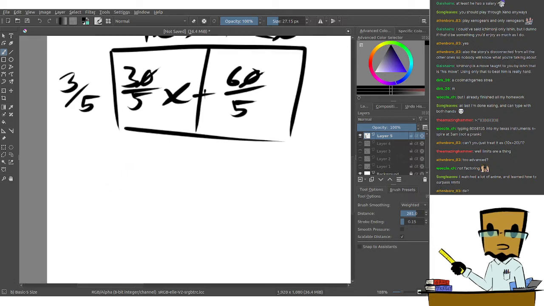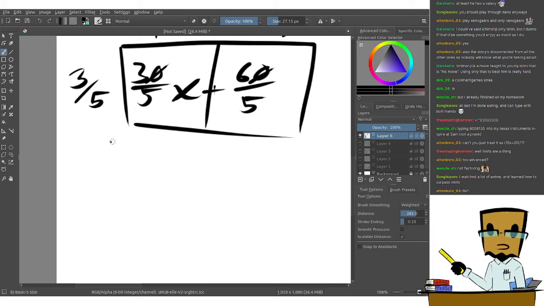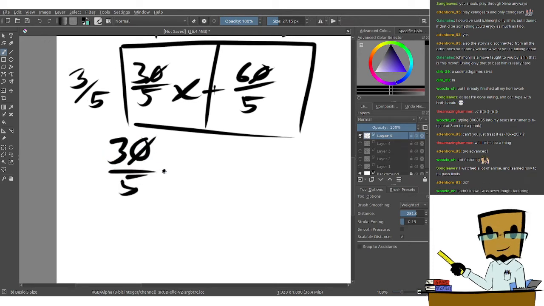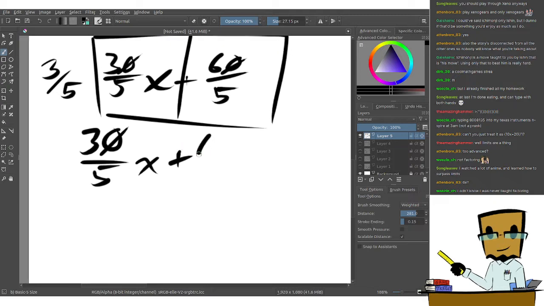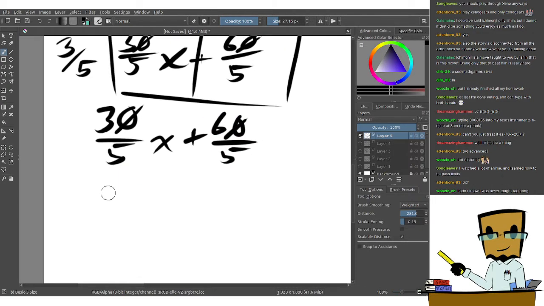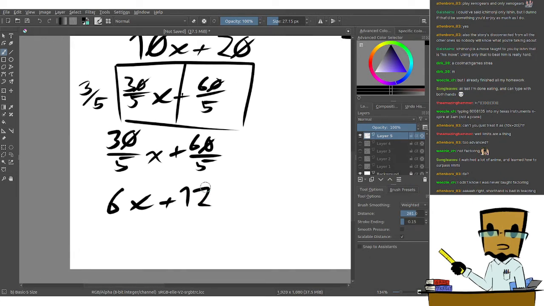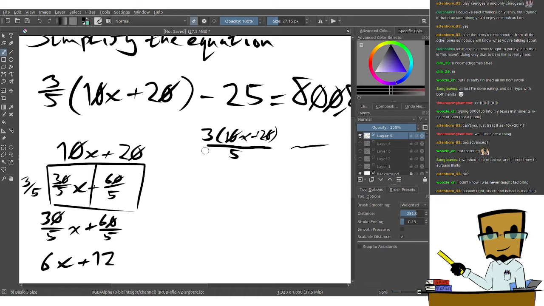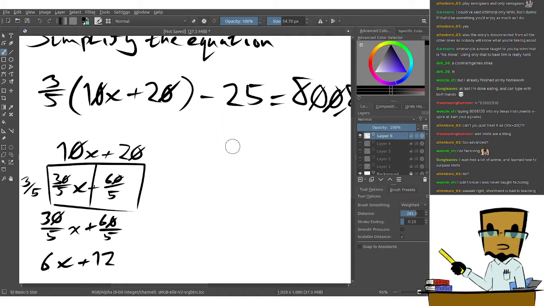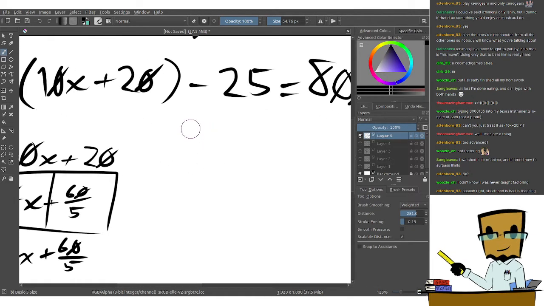And then now you can simplify this rather easily. You just divide 30 by 5, nice and easy. Well, I mean, just for demonstration purposes. Never taught factoring. Yeah, 5 goes into 30, nice and even. So you get 6x plus 12. Shorthand is bad in teaching. Yeah, but it's fun. So, now we get 6x.